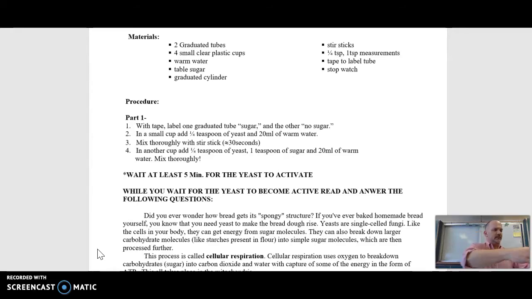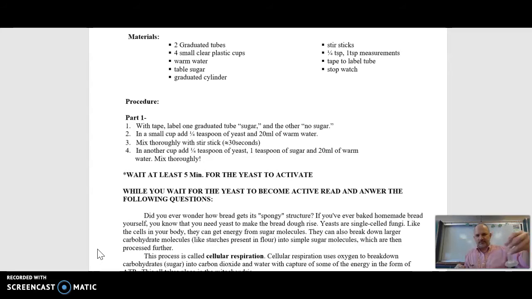In both cups, I'm going to put, it says, a 1/4 teaspoon of yeast. So a 1/4 teaspoon of yeast in both cups. That cup and in that cup. And then it also says in the directions to add 1 teaspoon of sugar to one of those cups. So 1 teaspoon of sugar is going into one of those cups, so obviously the sugar cup.